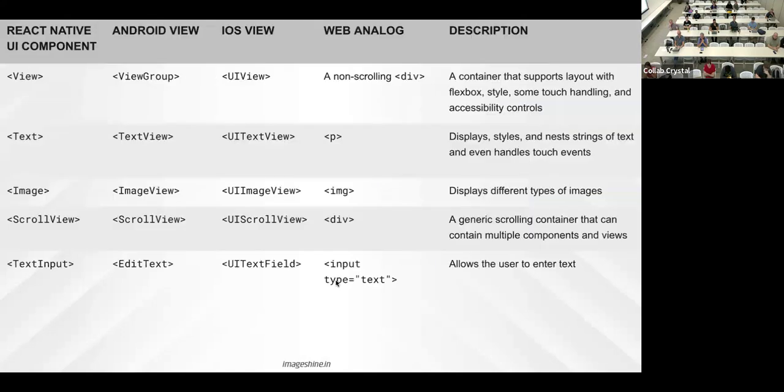If you come from any other language or you're a web developer and you want to know the analog, you can take a look. We have right here some of the ones that we're going to be using today: View, Text, Image, ScrollView. For example, I am a web developer, so I will be taking a look at these ones, but if you are an Android or an iOS developer, please take a look at them.